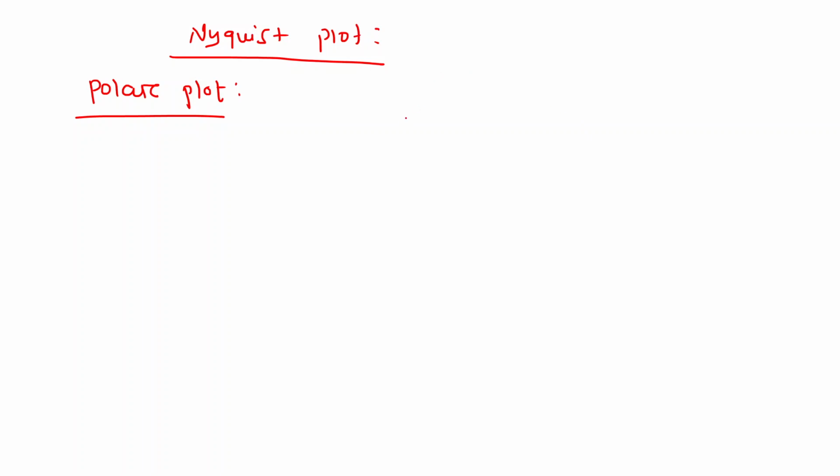So I'm giving some example. Let's say your open loop transfer function is given by 1 by (s plus 1) and 1 by (s plus 2). For this transfer function, if you want to draw the polar plot, this is step number one. I'm going through the steps.